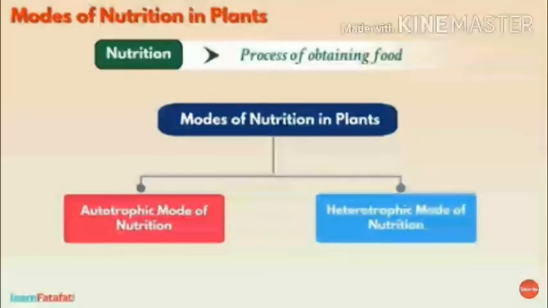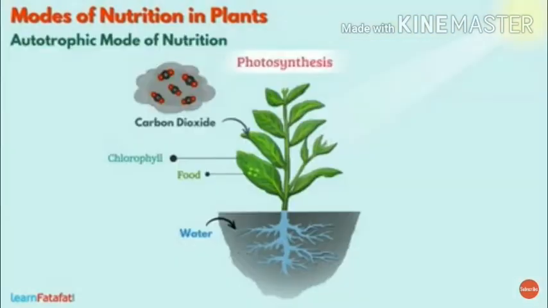Now, as you can see in the picture, there are two modes of nutrition, which are autotrophic and heterotrophic mode of nutrition. So, firstly, we will discuss the autotrophic mode of nutrition. If we look for the literal meaning of autotrophic, then we notice that autotrophic is made of two words, which are auto and trophic. Auto means self and trophic means nutrition.